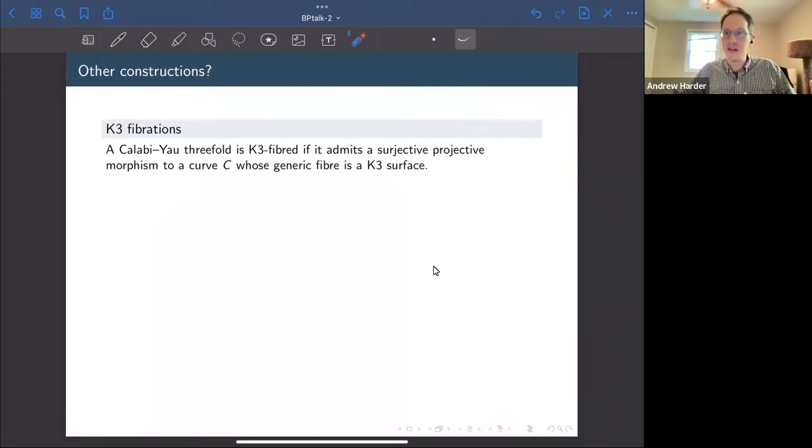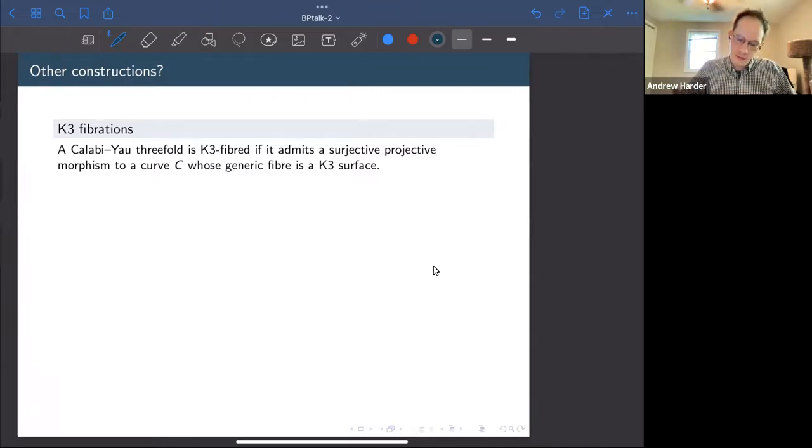How do I classify Calabi-Yau threefolds which admit K3 surface fibrations? This is more related to the results of Gross that I mentioned earlier, that say that there's a bounded family of elliptically fibered Calabi-Yau threefolds. So instead of elliptic fibers, I ask for K3 fibers, so maps to a curve. A Calabi-Yau threefold is K3 fibered if it admits a surjective projective morphism to a curve, so that the generic fiber is a K3 surface. Actually, there are only two possibilities for the generic fiber of such a fibration. It can be a K3 surface, or it's going to be an abelian surface. It has to be Calabi-Yau.